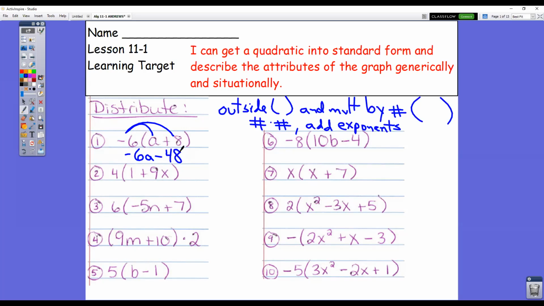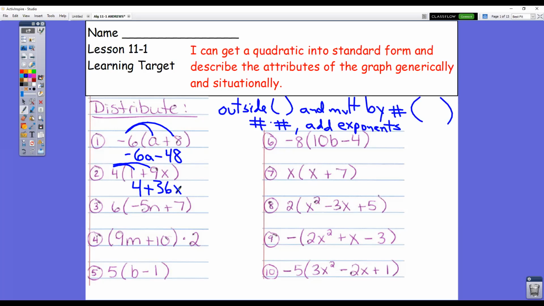Don't ever write plus negative. As we move along in this chapter, and especially when we get to next chapter, that will just screw you up big time if you start writing stuff like that. Again, take the number outside the parentheses, multiply by both of the things inside the parentheses. 4 times 1 is 4. 4 times 9x is 36x.